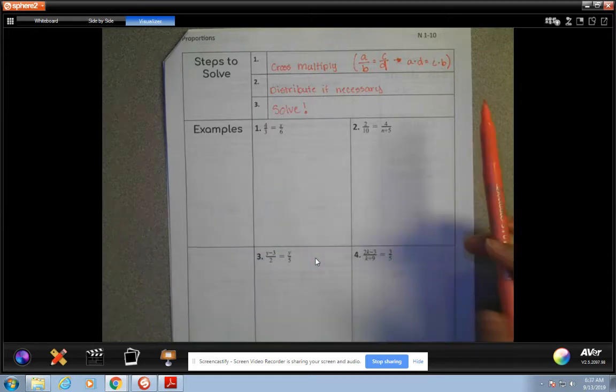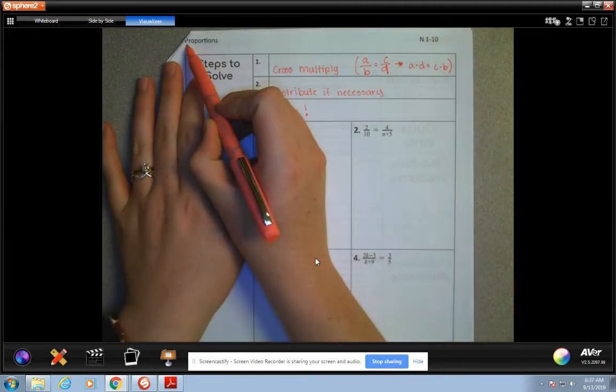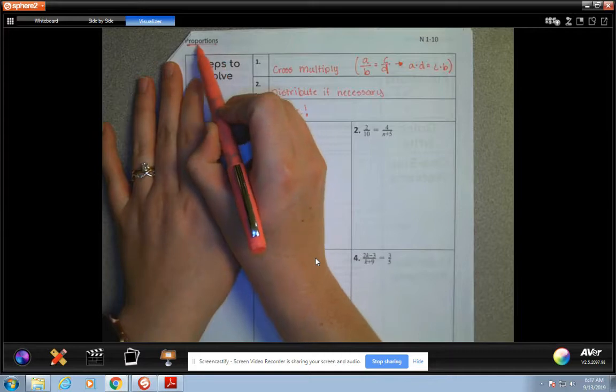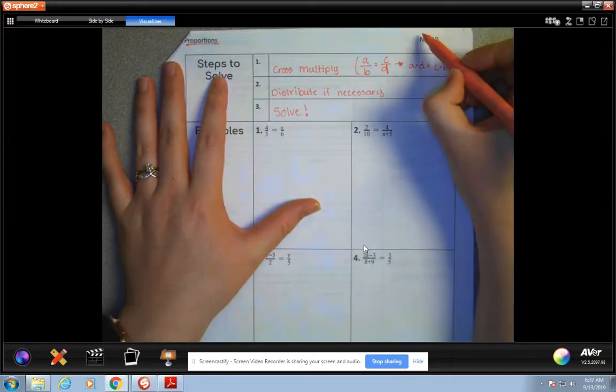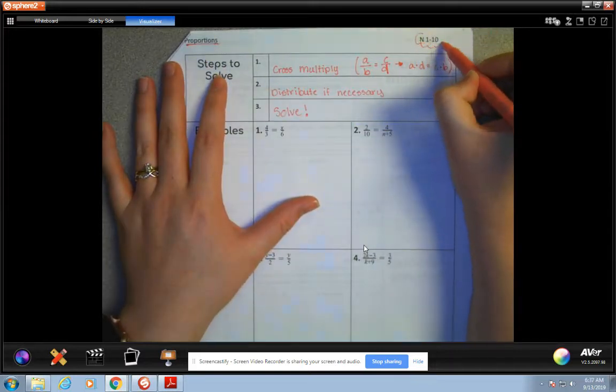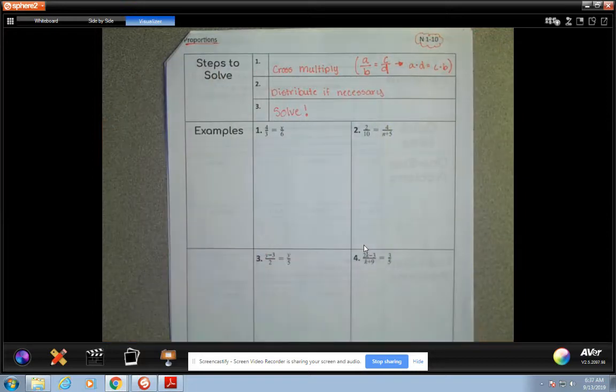Today we're going to be solving proportions, all right? And we're on notes 1-10. Remember to look at the top right-hand corner of your notes to figure out where we are at. All right, today we're going to do something super fun, so you just get ready.